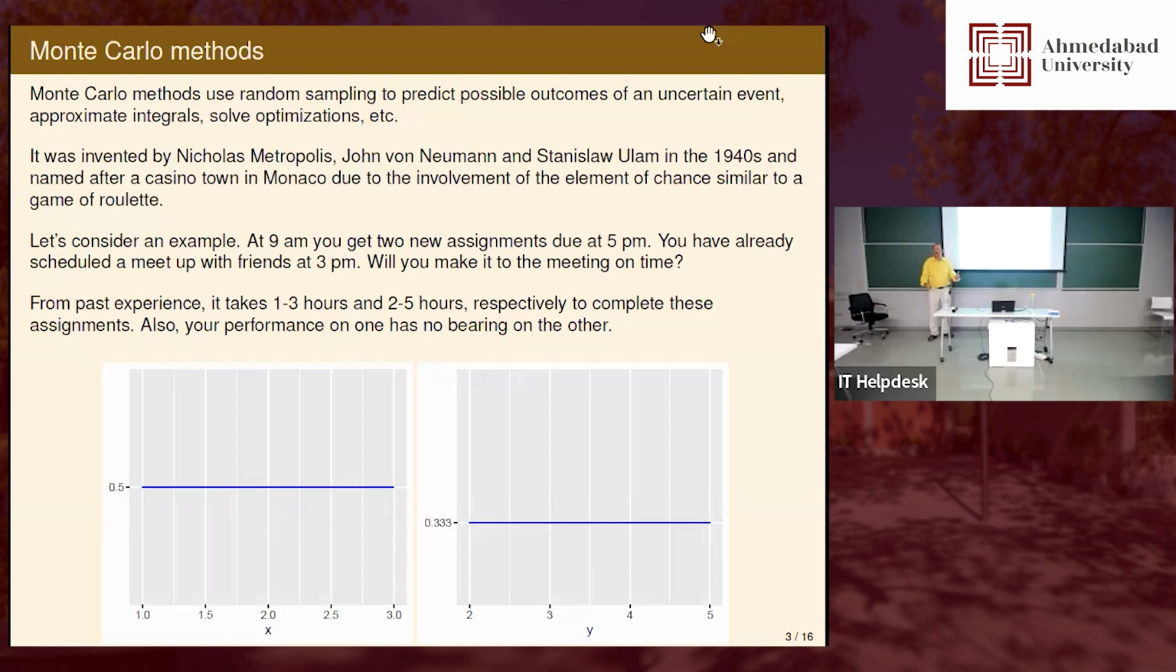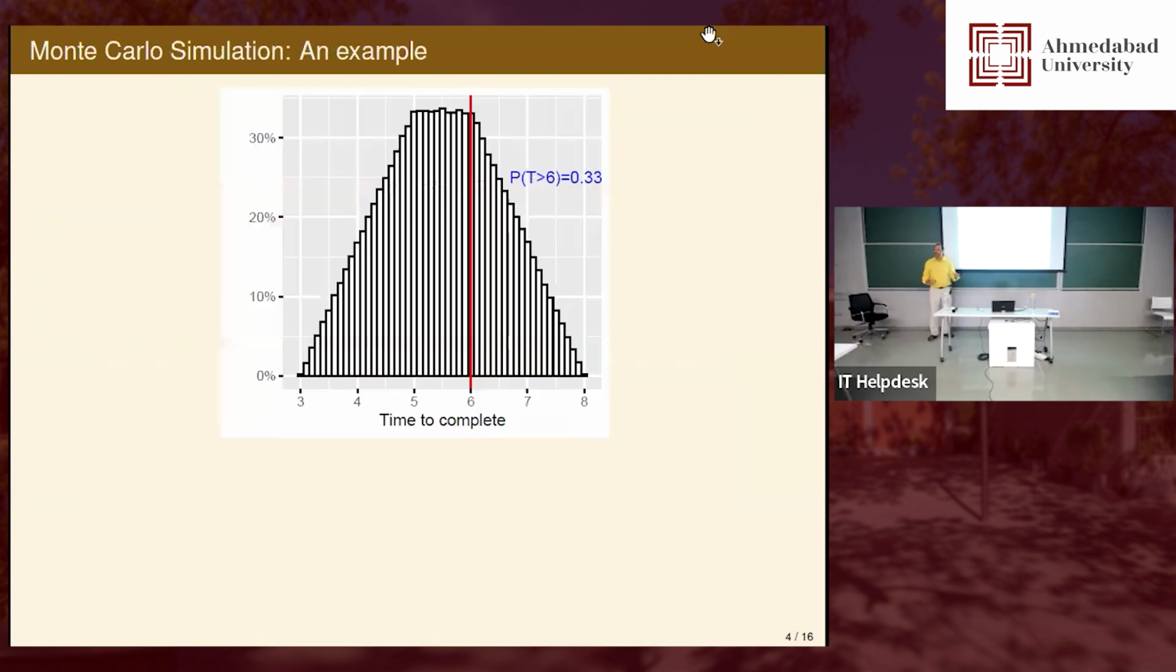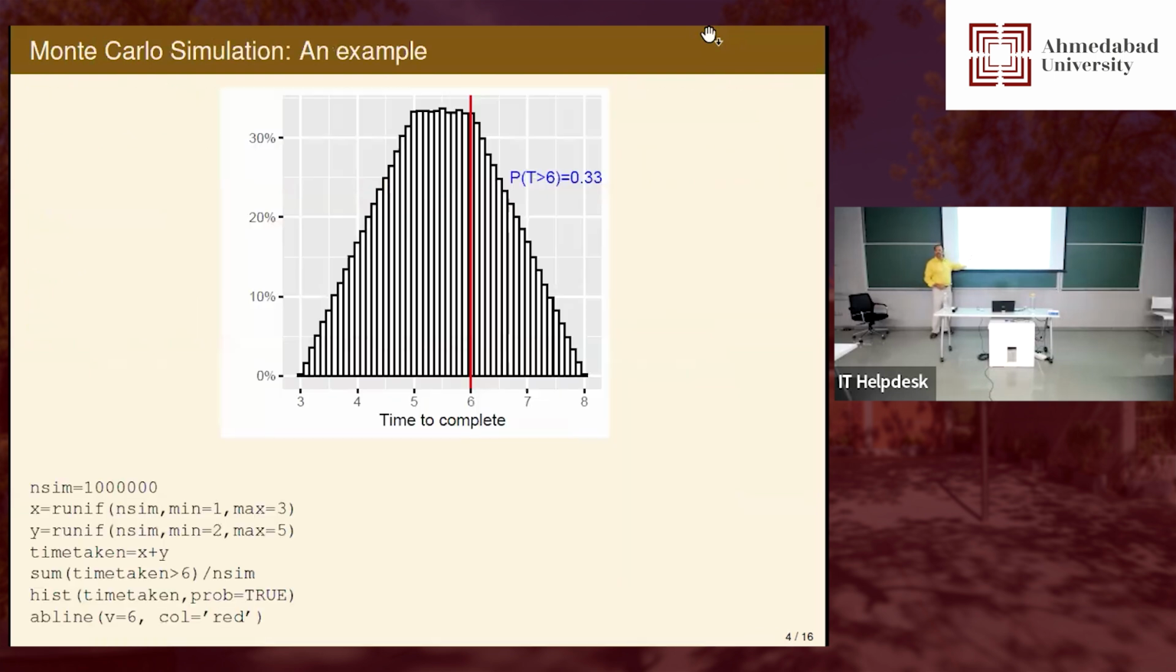Now, I don't have 1 million people here, and if I asked you to do that right now, I wouldn't be able to finish the talk. So I use the computer and this one line to give me 1 million draws from 1 to 3. Similarly, I do that for Y. Each time I have a sample from X, I have a sample from Y, and I add those two samples. That is a draw from the distribution of X plus Y. So now I have 1 million draws from the distribution of X plus Y.